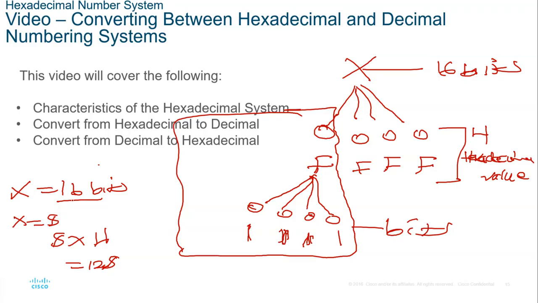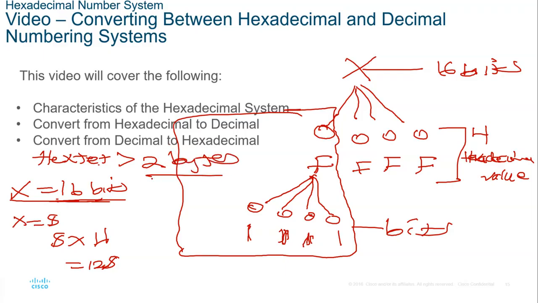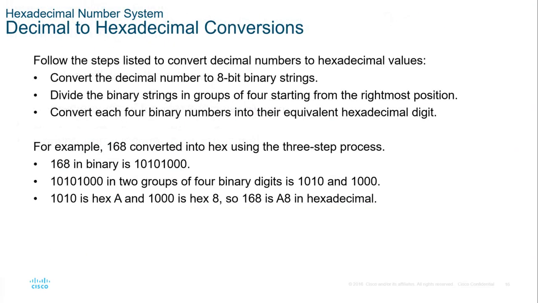So each X represents what we call a hextet. The section is a hextet, and at the same time it is equivalent to 2 bytes. So that is it.